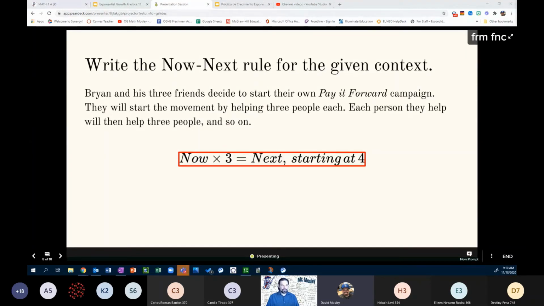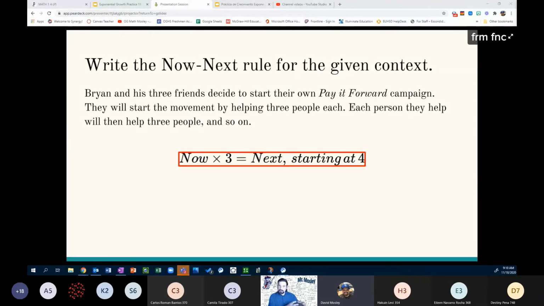Right, and in the next rule, all I need is the multiplier, right? Because this is exponential, we're doing a multiplier. For linear, we need the adding or subtracting number, right? And the start value. Those are the only 2 numbers we need.